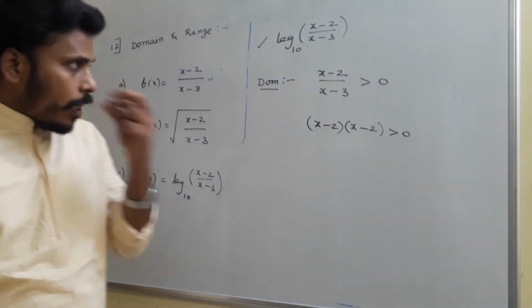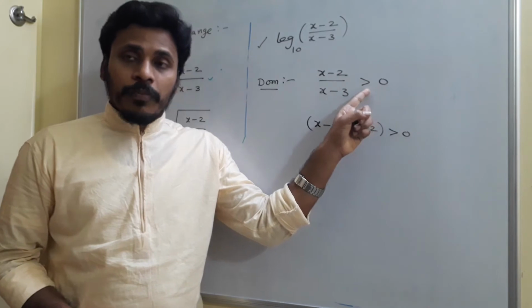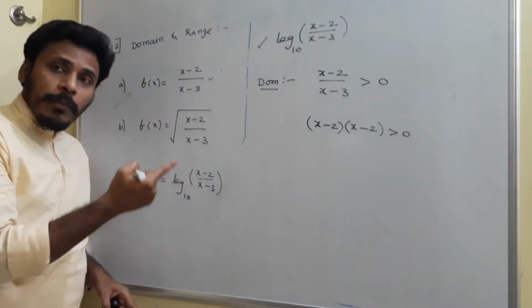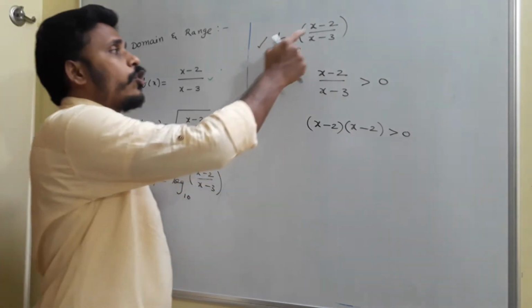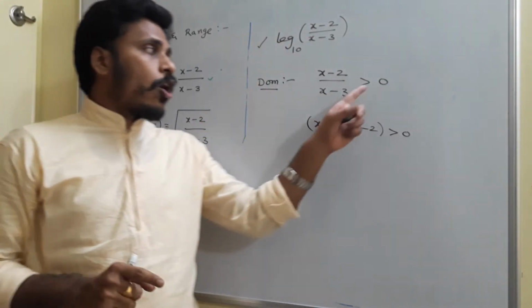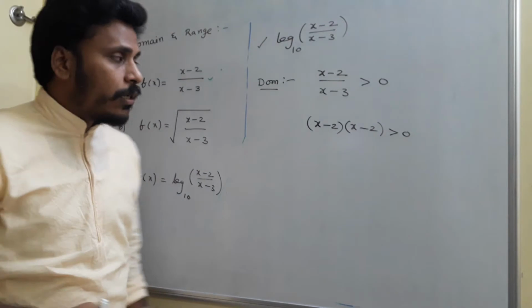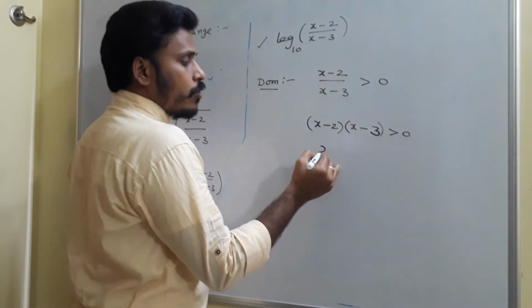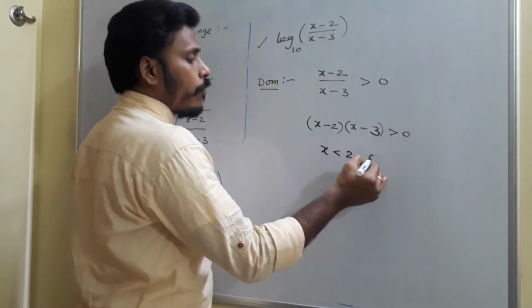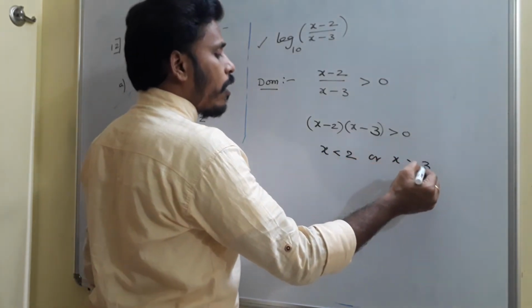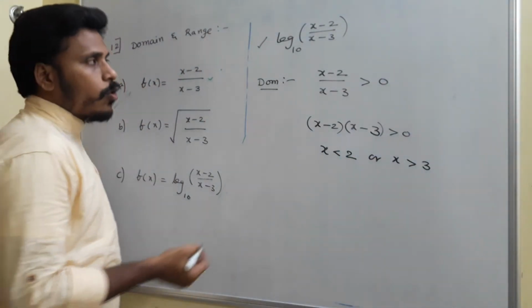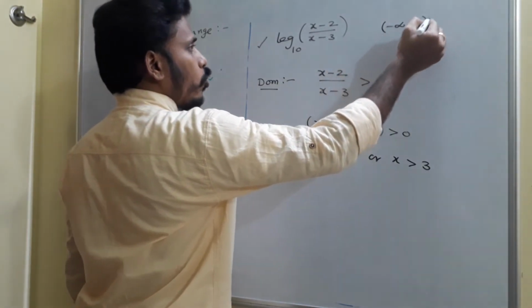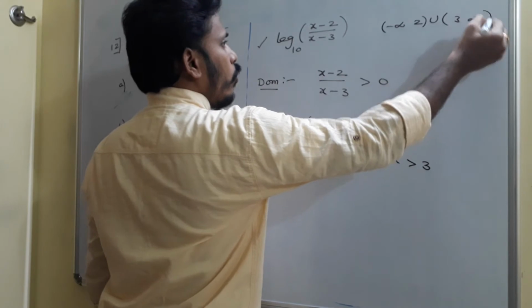Here you are not allowed to take equals to 0. In the previous case, for the second bit, under the square root the value may be 0, but log 0 also does not exist. That's why you are not allowed to take the equality sign here. So (x minus 2)(x minus 3) greater than 0. If you find the possible values of x, x less than 2 or x greater than 3. So the domain is simply minus infinity to 2 union 3 to infinity.